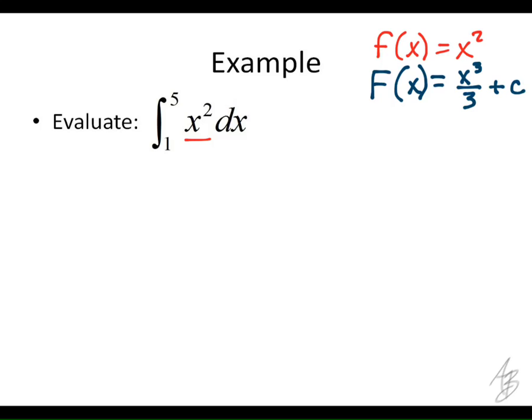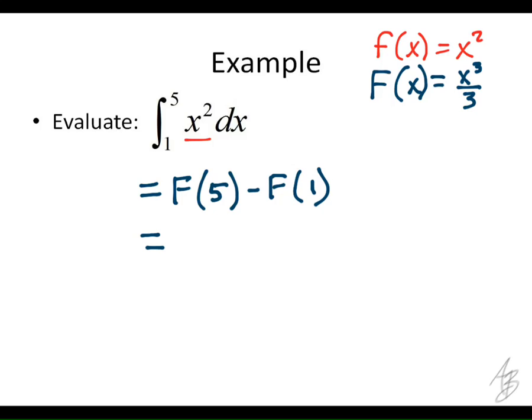Well, the theorem said any antiderivative. And since I can choose any antiderivative I want, I'm going to choose the one where c equals 0 and just get rid of it. Okay, this is an antiderivative of x squared. So this is going to be equal to big F of 5 minus big F of 1.